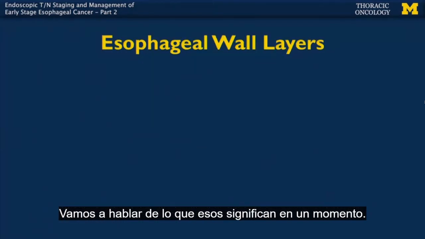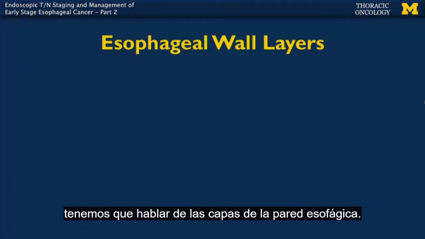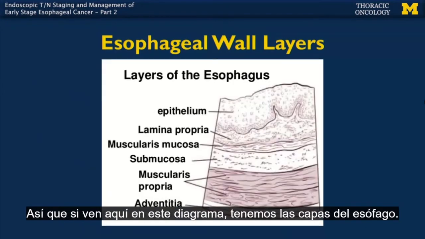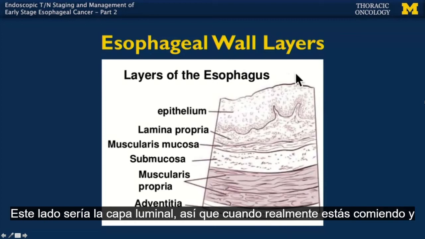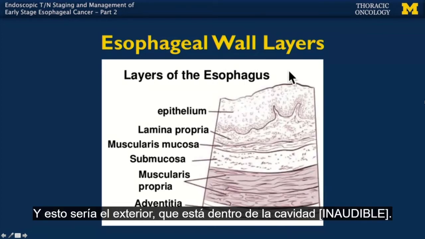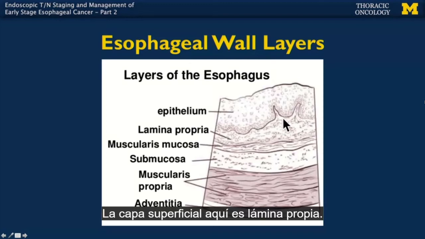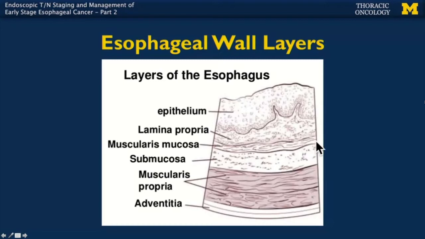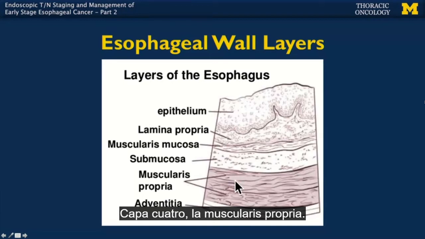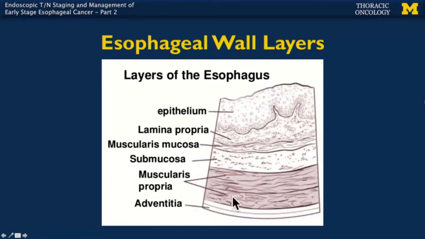So before we can talk about TNM staging, we need to talk about the esophageal wall layers. If you see here on this diagram, we have the layers of the esophagus. This side would be the luminal layer, so when you're actually eating and putting food in. And this would be the outside, which is within the thoracic mediastinal cavity. Here you have the epithelium. The superficial layer right here is the lamina propria. That is what we're going to refer to as layer 1. Layer 2 is the muscularis mucosa. Layer 3, submucosa. Layer 4, the muscularis propria. And then layer 5, the adventitia.